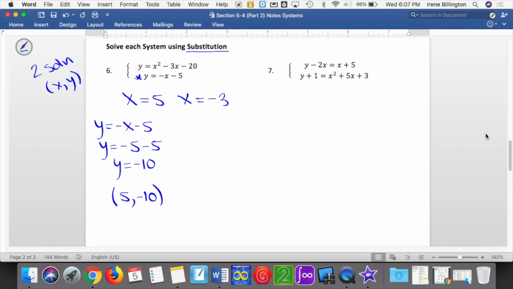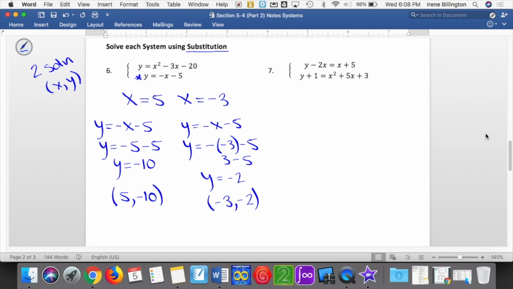We're going to do the same thing for our x value of negative 3. y is equal to negative x minus 5. So y is equal to the opposite of negative 3 minus 5, which would be 3 minus 5. So y is equal to negative 2. So our second solution is the ordered pair negative 3, negative 2. That means that if I were to graph this system, the line and the parabola would be intersecting at 2 points, and those 2 points would be 5, negative 10, and negative 3, negative 2.